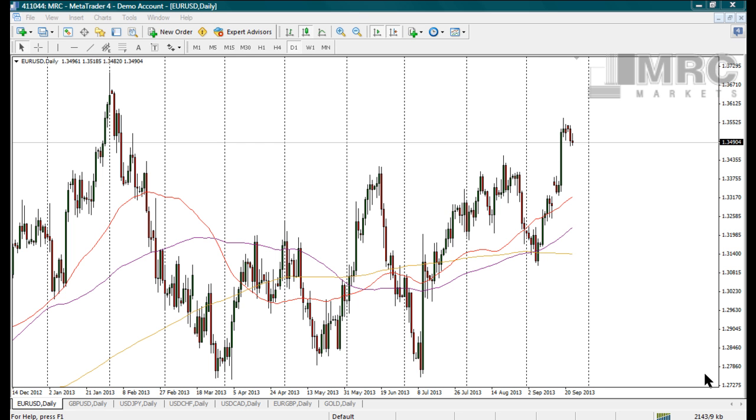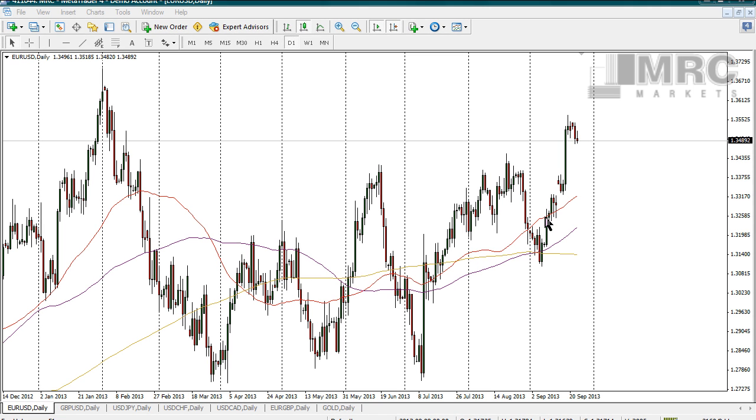For any new followers, we have 3 moving averages on each of these charts. The red one is a 50 simple moving average, the purple is 100 simple moving average, and the gold is a 200 simple moving average.